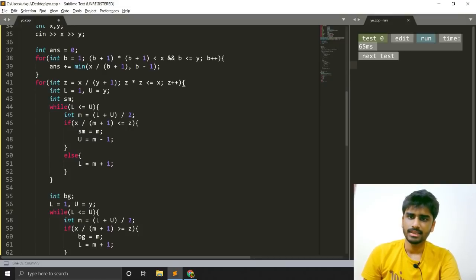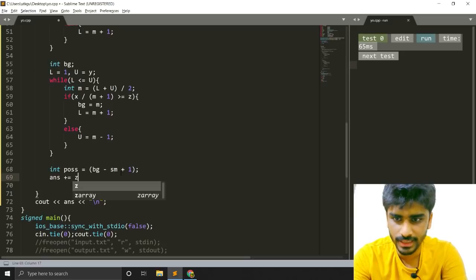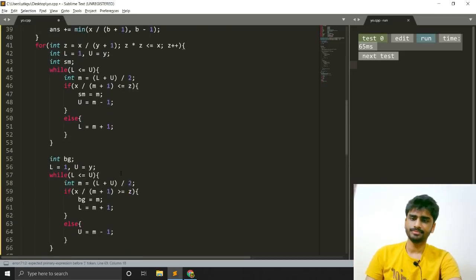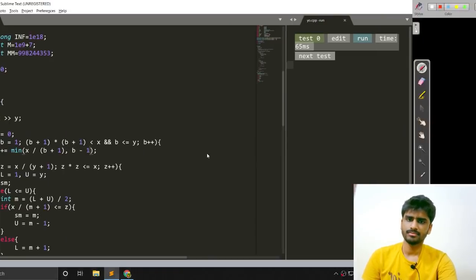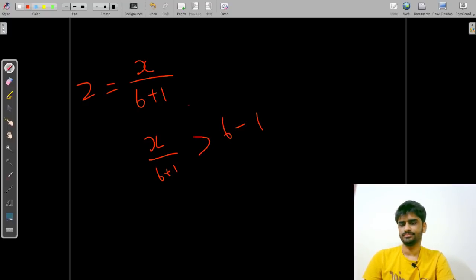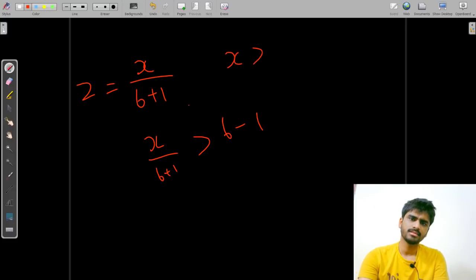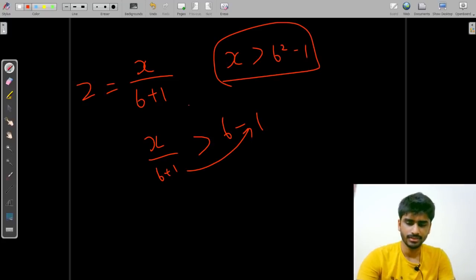Right. Now we want to add this thing to our answer, I think. Z to our answer. Right. So we will say answer plus equals Z. And now there is one problem. What if Z is greater than B minus 1? X by B plus 1 is greater than B minus 1. This could be true, right? This will be true if x is greater than b square minus 1, I think. Just transpose this here.